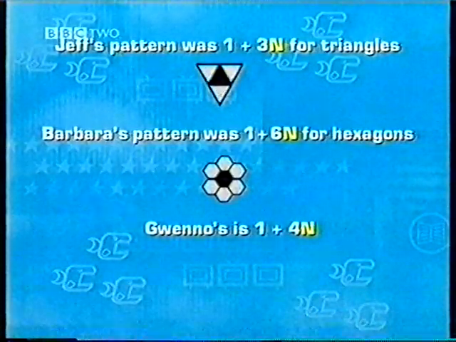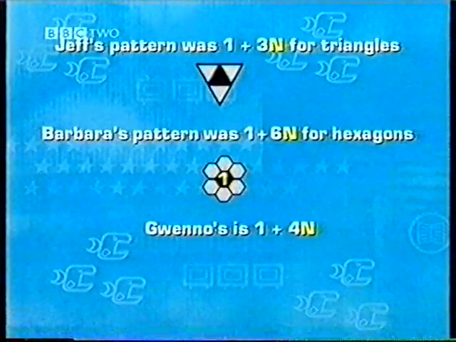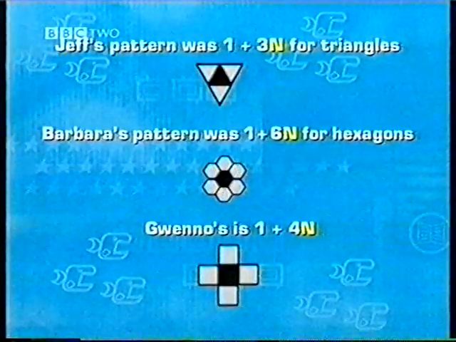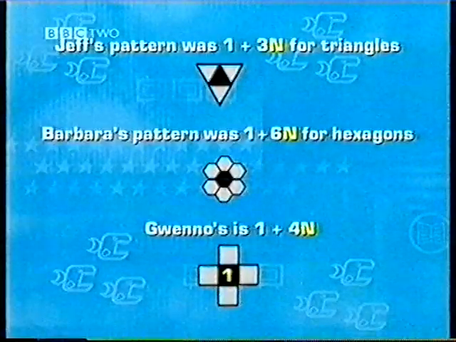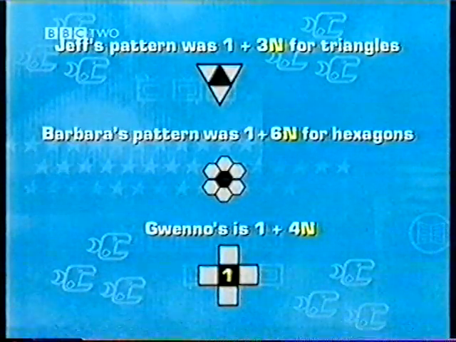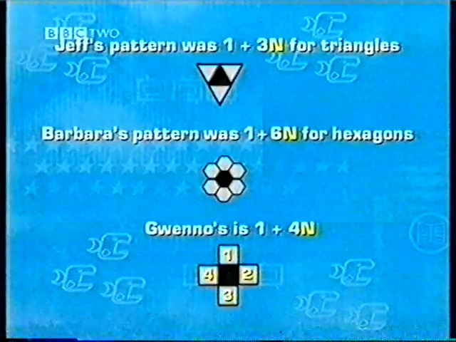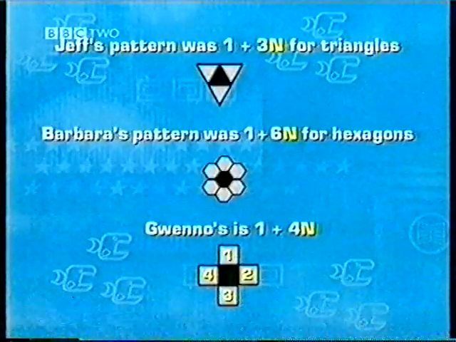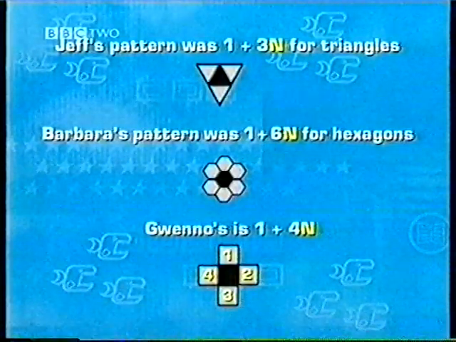Triangles have 3 sides. Hexagons have 6 sides, so it looks like Gweno's pattern may be squares, which have 4 sides. The 1 tells us that the number of black tiles in every pattern is 1, and the 4n tells us that the number of grey tiles in every pattern is 4 multiplied by the pattern number.